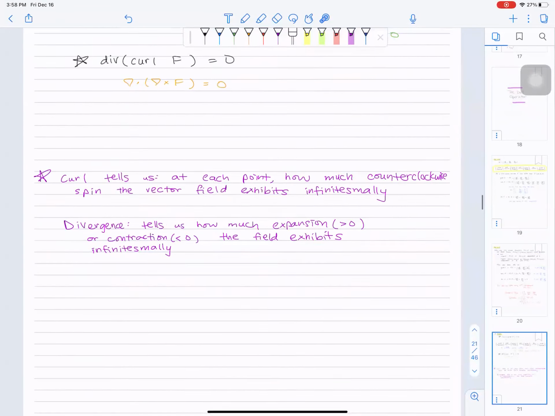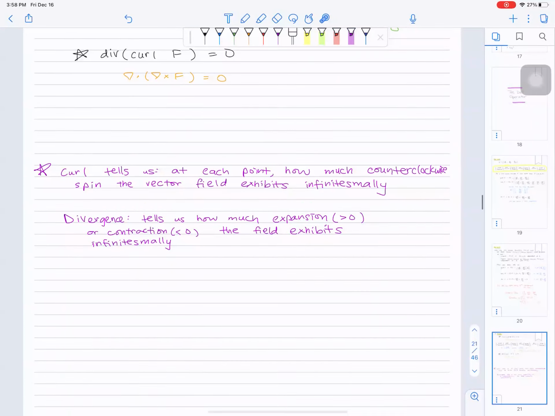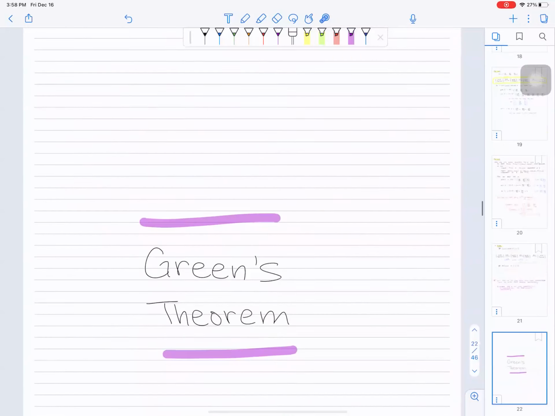Okay, and yeah, here's some interpretations. I think I sent some more conceptual understandings in email the week we did this. You can look back at that.